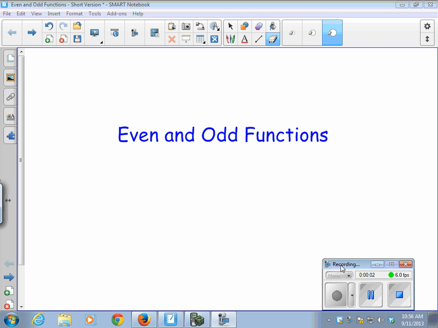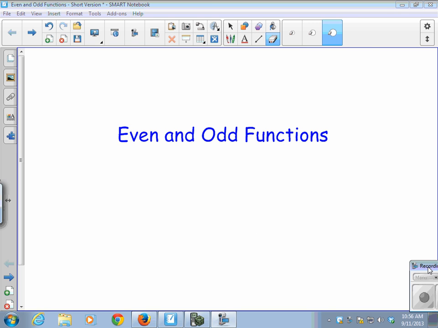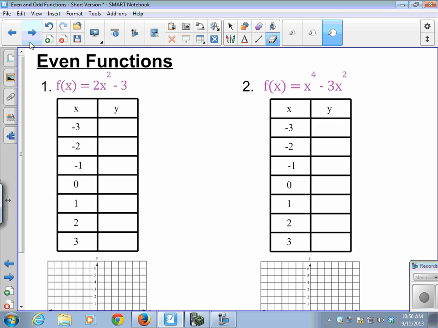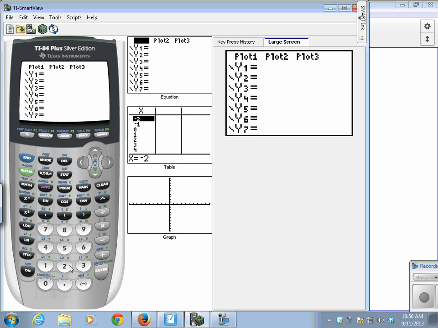Alright guys, so today we're going to start with even and odd functions. So, even functions. First of all, I want you to see what they are and what the relationship is with their graph and coordinates in their table. So, we're going to start by filling this table out for both of these functions and then sketching a graph. So, I'm going to get my table just to make it quick.